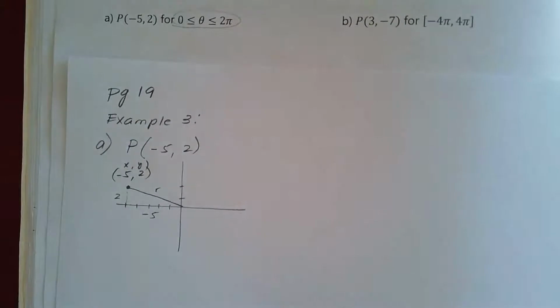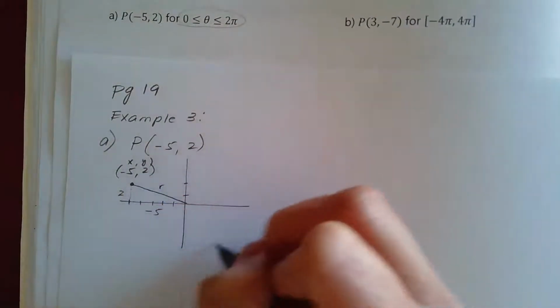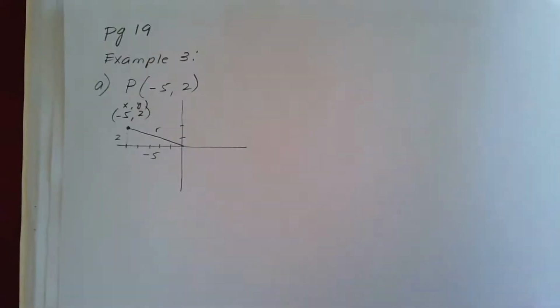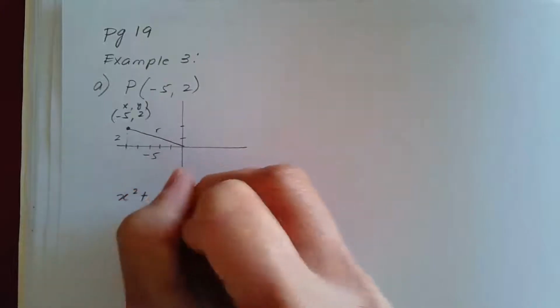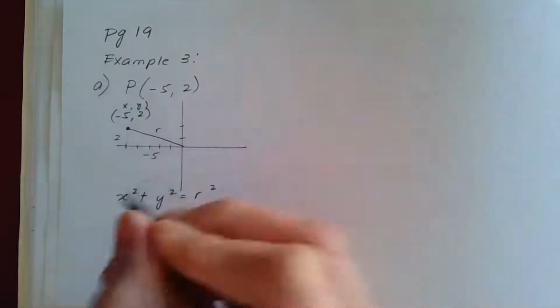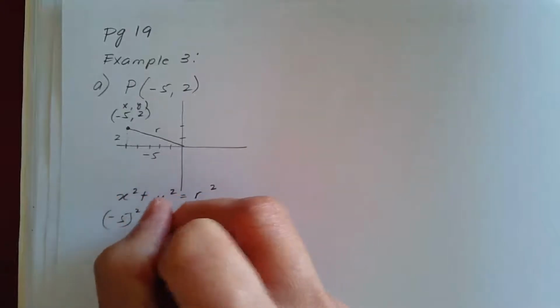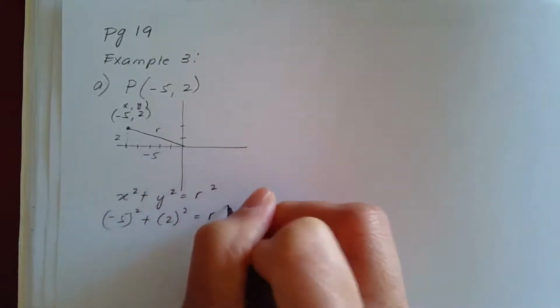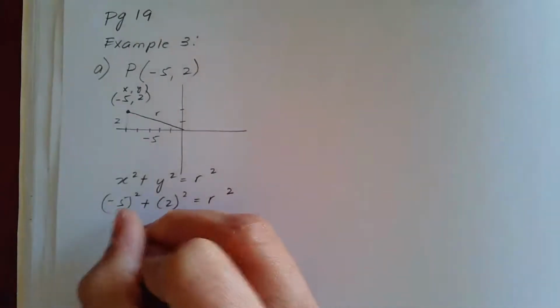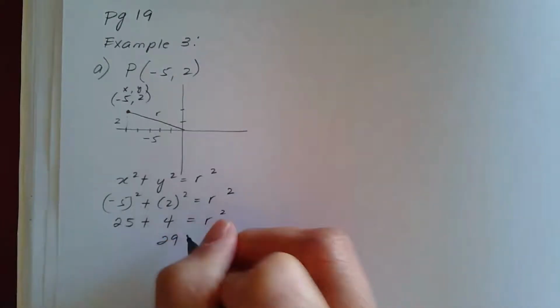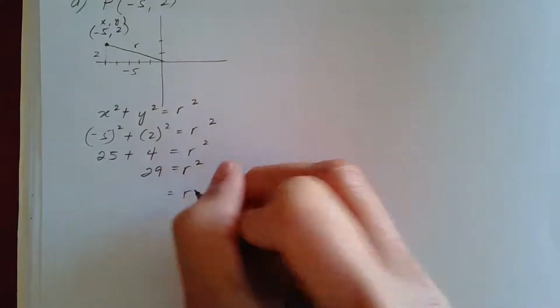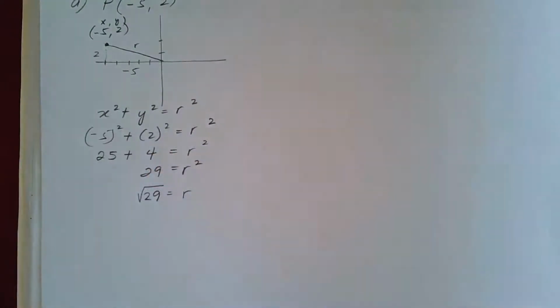We need to figure out the r, the radius, to go around in a circle. So find the radius first. Okay, we've seen this one before in lesson 1. So x squared plus y squared is equal to r squared. Negative 5 squared plus 2 squared is equal to r squared. 25 plus 4. So r squared is equal to 29. So that means the radius is the square root of 29. And radius is always positive.